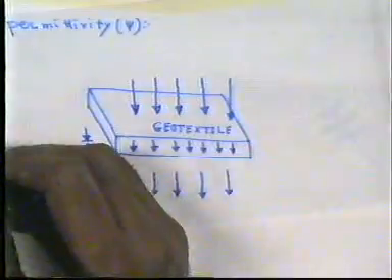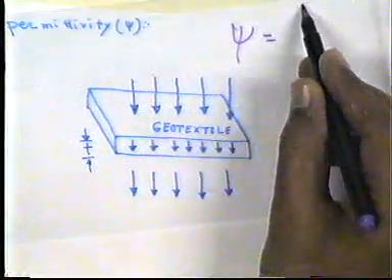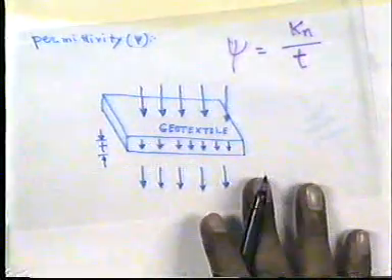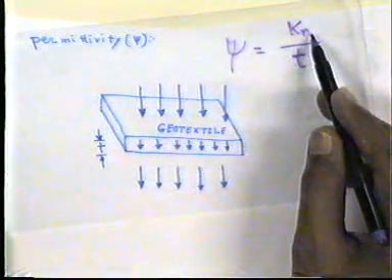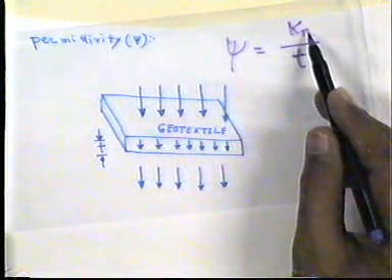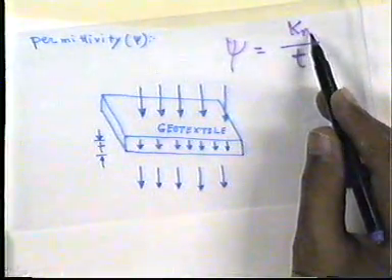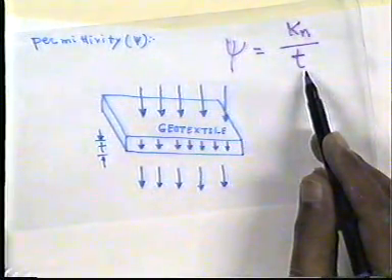Now, the permittivity can be expressed as psi is equal to Kn divided by T. Now, Kn is in centimeter per second, that is the permeability coefficient normal to the plane of the fabric, and T is the thickness of the geotextile.